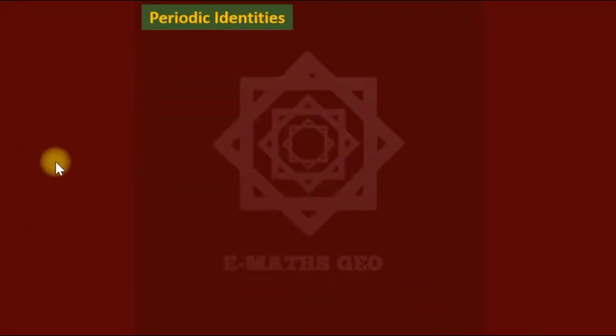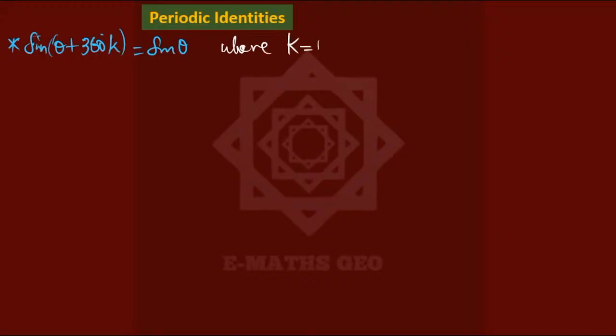So let's look at these identities. The first one, remember, I'm going to write only 3. The remaining 3 are the reciprocals of the first 3. So if you have sine of something higher than 360, as theta plus 360 degrees times k, that is equal to sine theta, where k is an integer, mostly a positive integer.